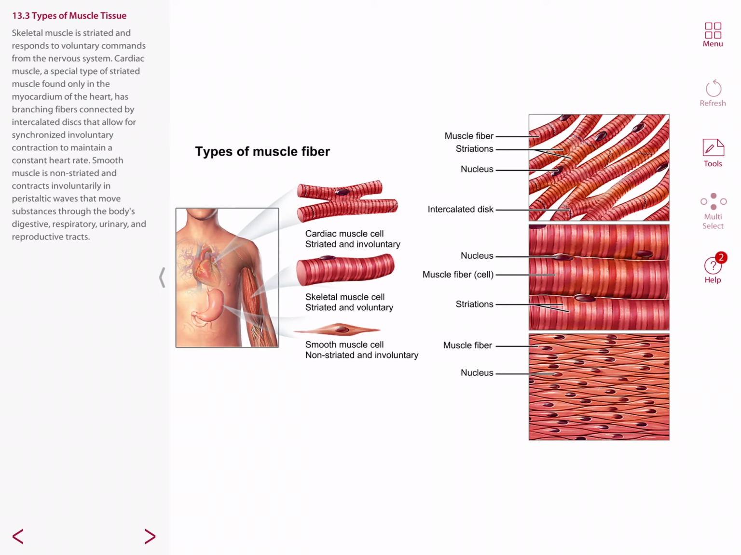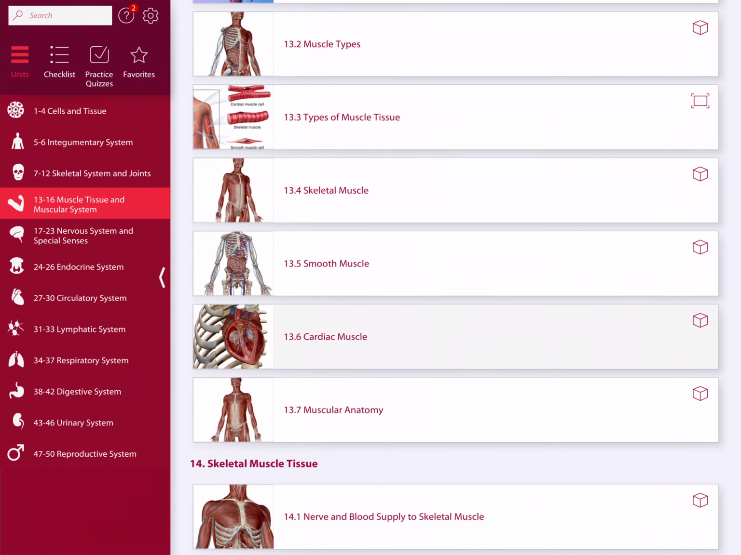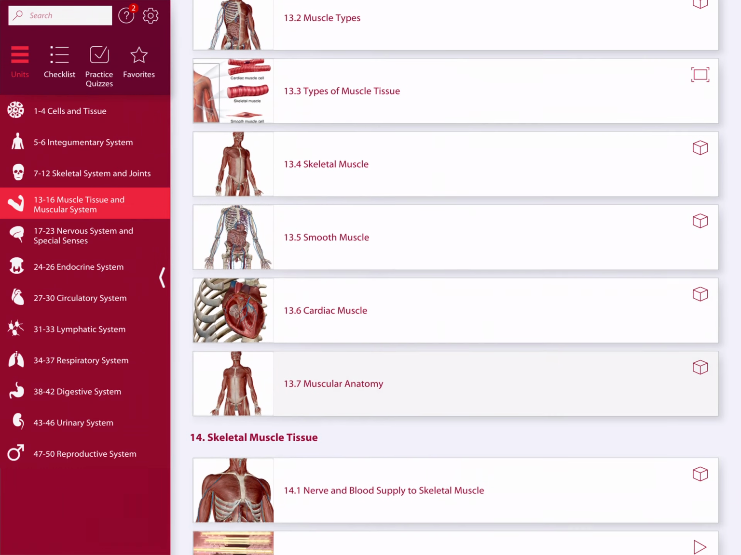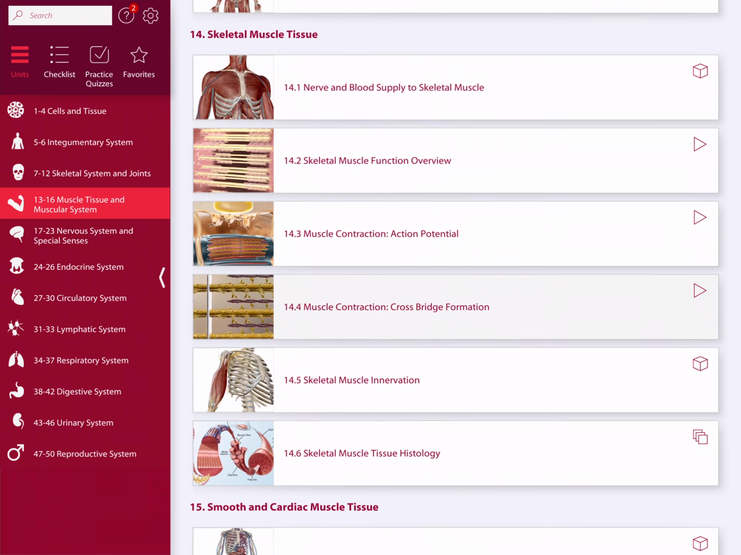There's ways that we can look at these and figure out differences, and then that changes the behavior of the organ or the region of the body that it's going to affect. Next we have the breakdown, the skeletal muscle, smooth muscle, and cardiac muscle, showing you where those would be, and then the muscular anatomy, showing you the entire body with its different regions. The nerve and blood supply, we don't have a ton of time to go there. So 14.1 there, you can look at that, but we're basically skipping past that.